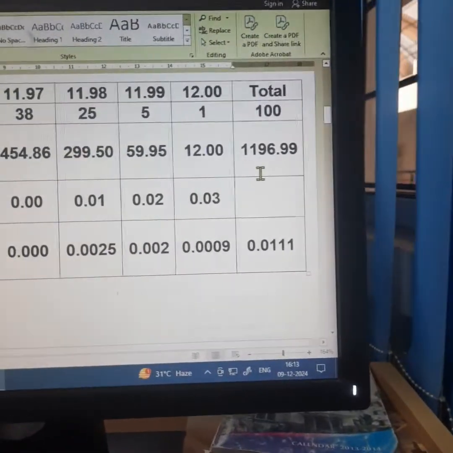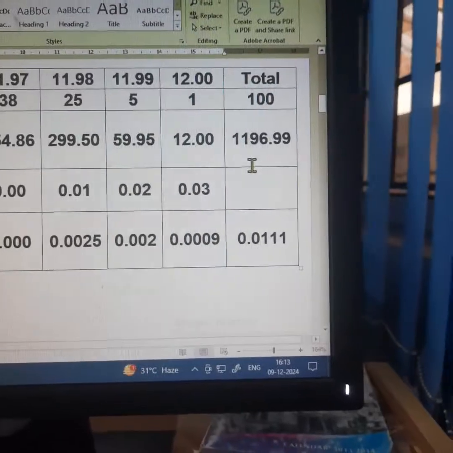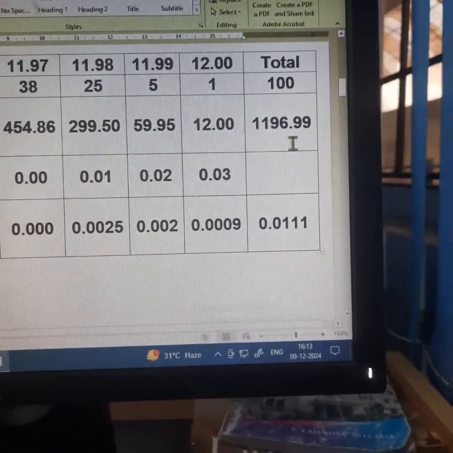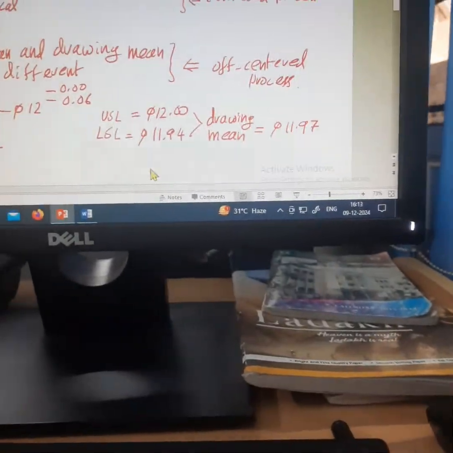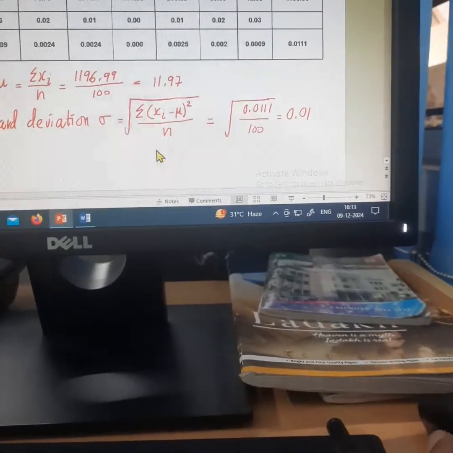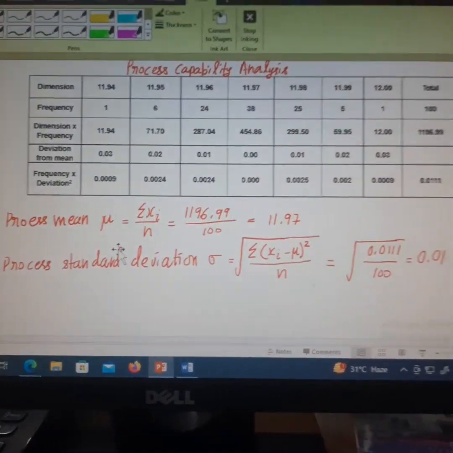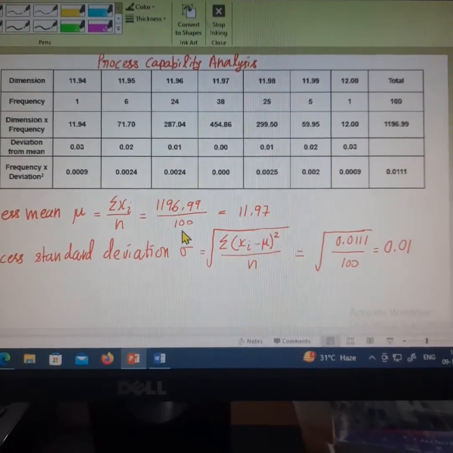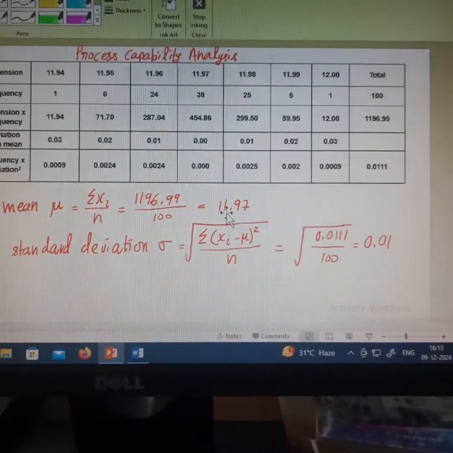It comes to 1196.99. We are going to find the mean value with the help of this 1196.99. So the process mean is 1196.99 divided by 100, where 100 is the sample size. So you get the mean as 11.97.